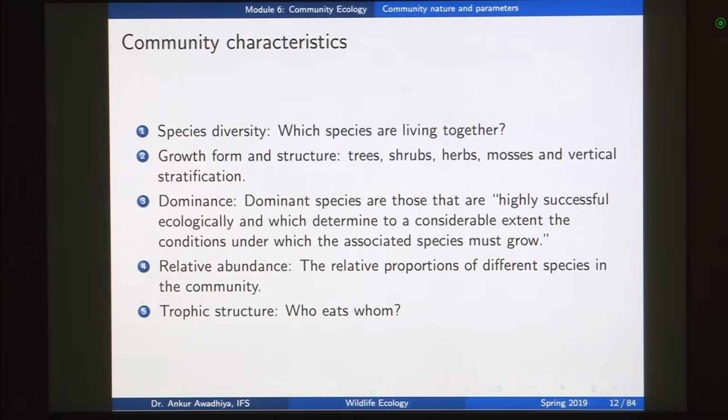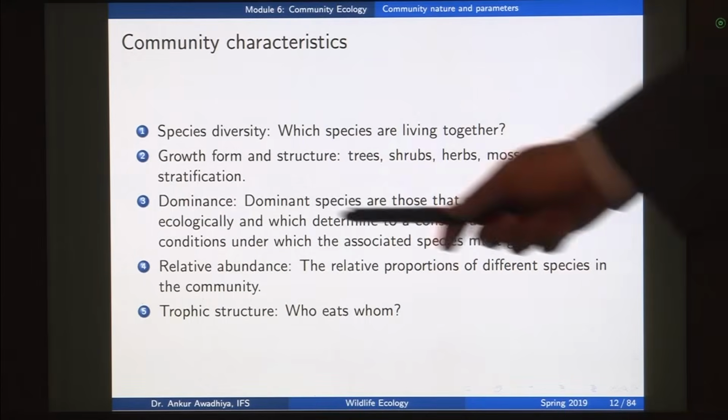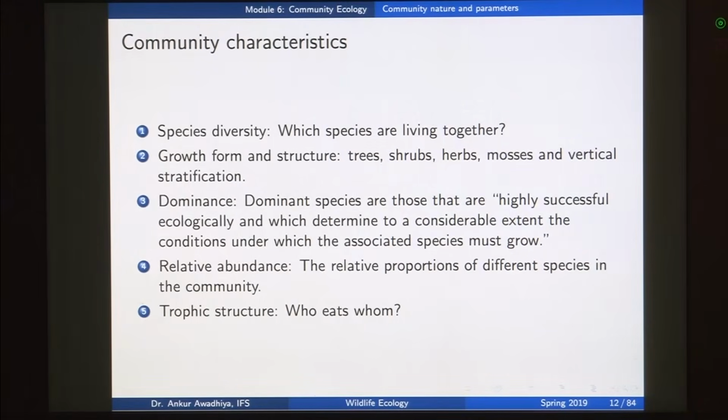Now, in different communities we can have different species that are dominant. So, in a sal forest you have sal that is a dominant species, in a teak forest you have teak that is a dominant species. In the case of a mixed forest you can have a situation where there is no dominance. So, dominance also varies between different communities, and which is why we study it as part of community characteristics.